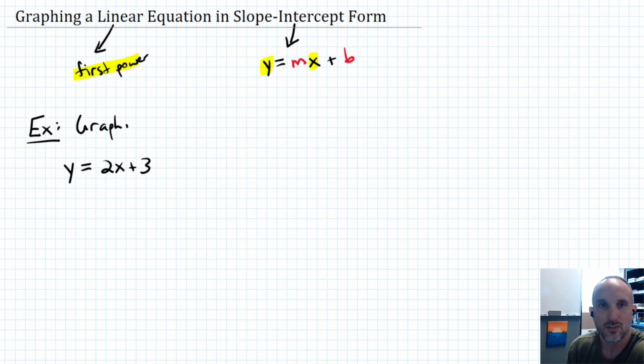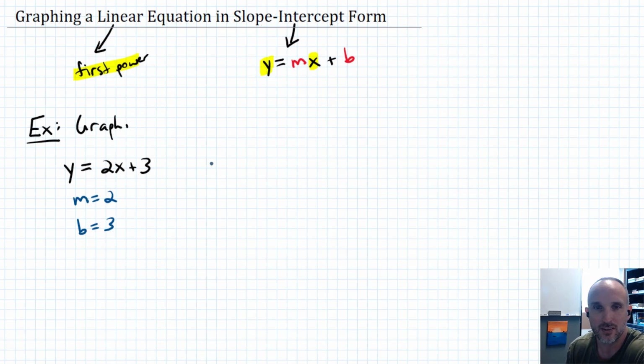We haven't talked about what m and b are just yet. We will shortly, but I'll go ahead and identify m as being 2 and b as being positive 3. So m is always what's next to x. Notice that y is by itself. It's important that it's in the proper form. But let's say we didn't know anything about this and we just wanted to graph it.